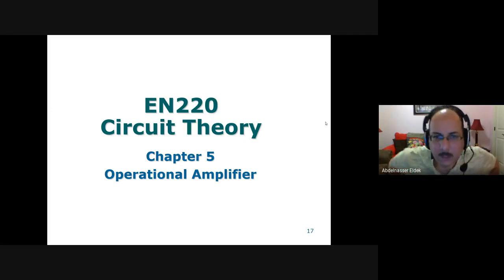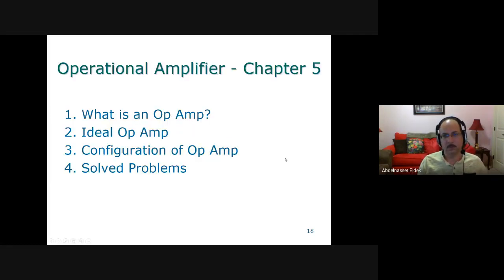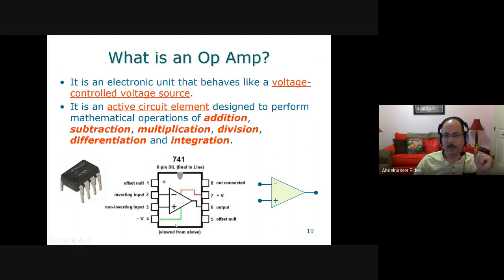Hello everybody. So today I will talk about the operational amplifier. The operational amplifier is this triangle here. It has two inputs and it has one output. I call it the magic triangle.